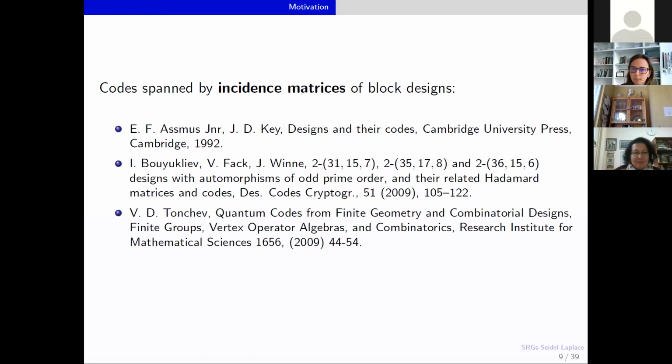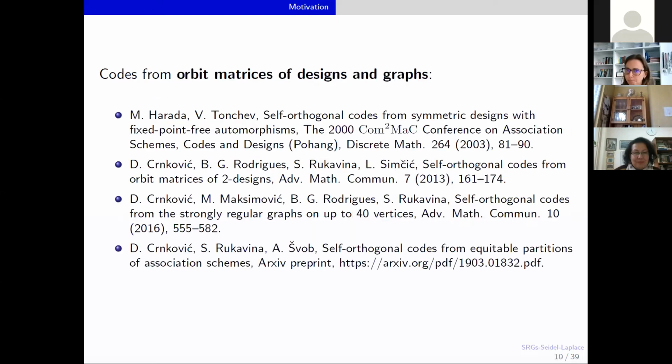and their related Hadamard matrices. In this paper, Tonchev studied quantum codes from finite geometry and combinatorial designs. And in this paper, you can also find very nicely described studies about codes spanned by incidence matrices of block designs.